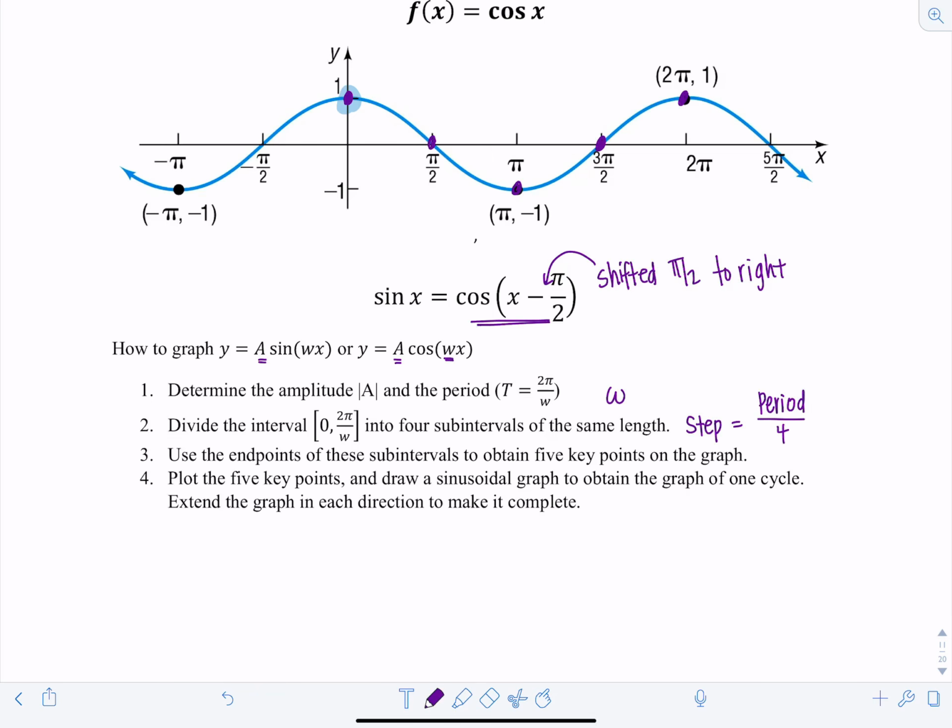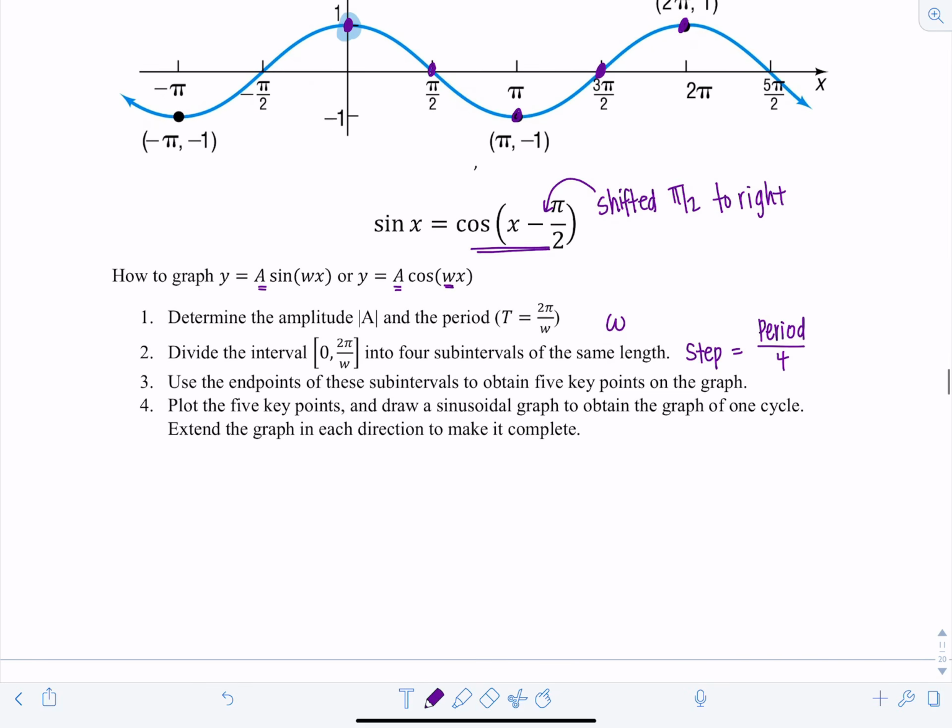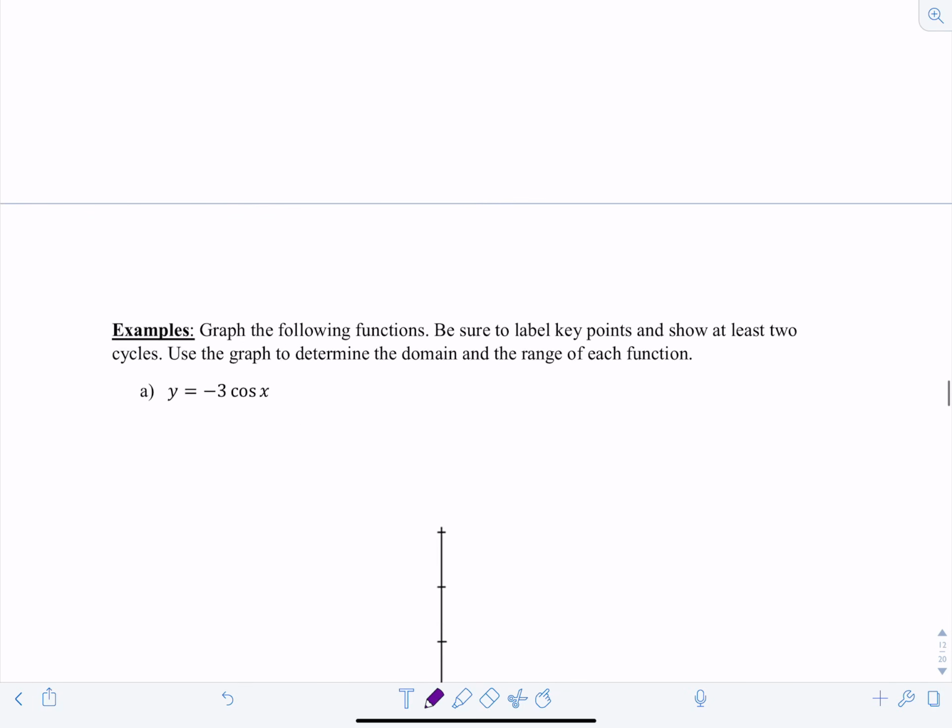I'll show you how to do that. Then you plot the 5 key points, draw a sinusoidal graph to obtain the graph of one cycle. Extend the graph in each direction to make it complete. Okay, so here we go. The process will get repetitive eventually, so that's good. And it doesn't ask for it, but we're going to state the domain and range just because it's excellent practice, and I know you guys love it.